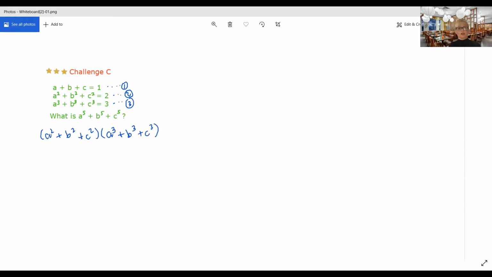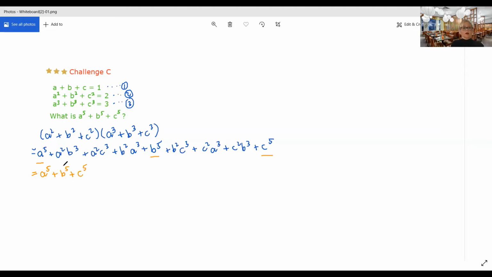So you're going to get 9 terms here. This one times those 3, this one times those 3, this one times those 3. So we're going to get a to the 5th plus a squared b cubed plus a squared c cubed plus your b squared a cubed plus b to the 5th plus b squared c cubed, and the remaining 3 terms, c squared a cubed plus c squared b cubed plus your c to the 5th. Now we've already ended up with the 3 terms that we were looking for, so let's bring them out the front and put them together.